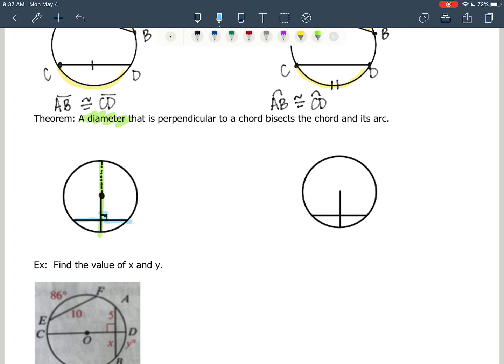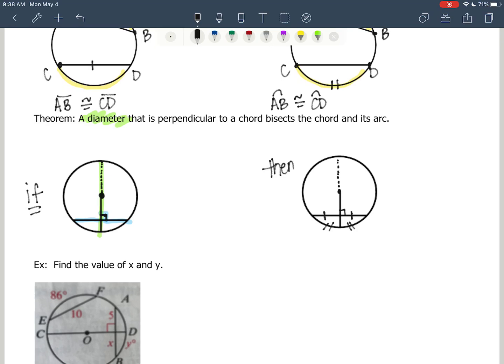So this is the if. If this happens, then, and I'm going to continue to check, I'm just going to make my little diameter there. Then, we already knew that was happening. Then what is really cool here is that the chord is bisected. Not only is the chord bisected, but the arc is bisected.